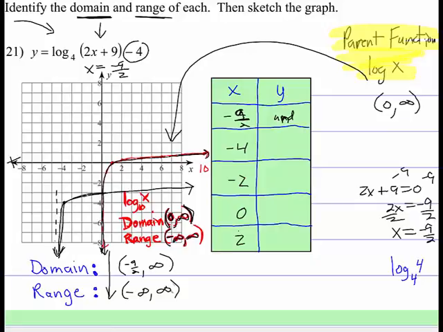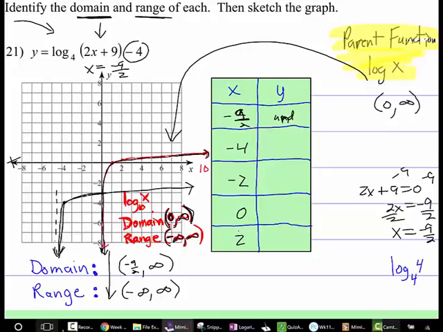So that's how you find domain and range. How you graph it is you just choose some x values. Choosing appropriate x values would be a good idea. Choose x values, go ahead and plug them into the calculator, get the y values, plot the points, and graph. That's it.